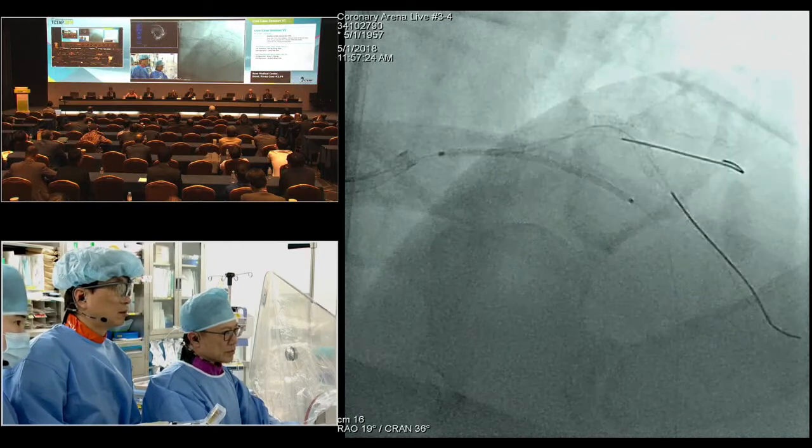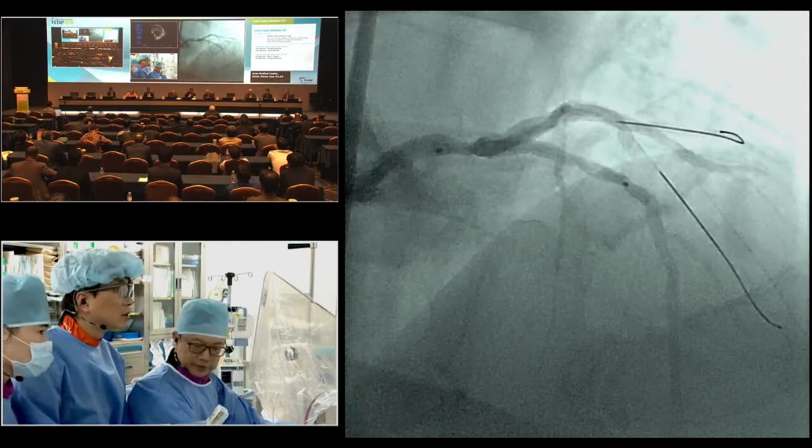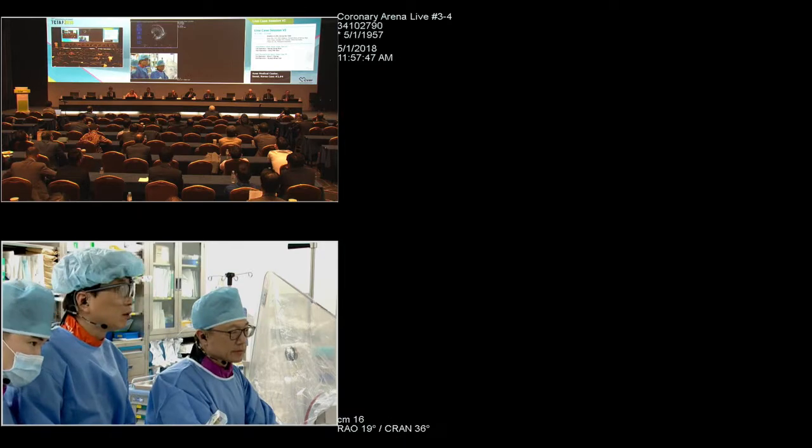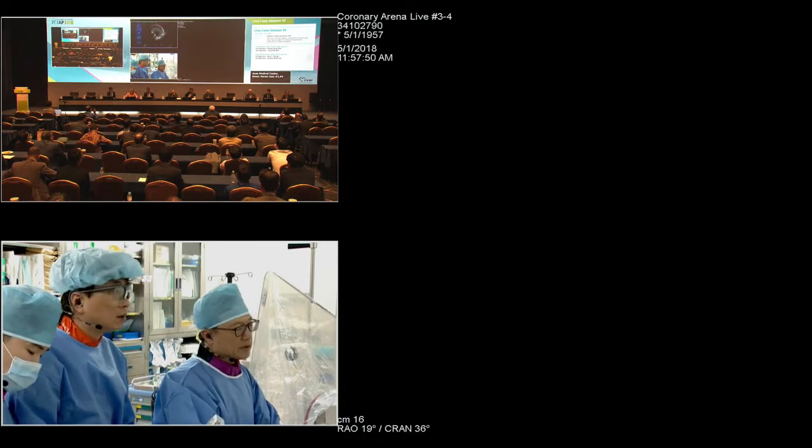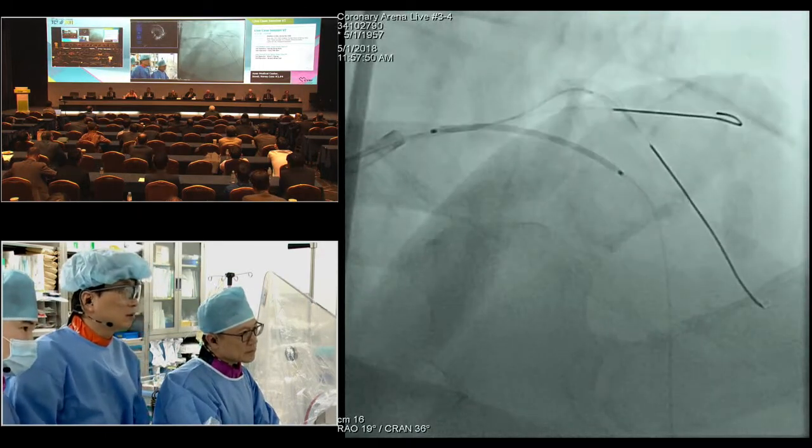So what's your policy to make it the proximal first? Yeah. Picture. Okay. A little bit pulling out. Test it.